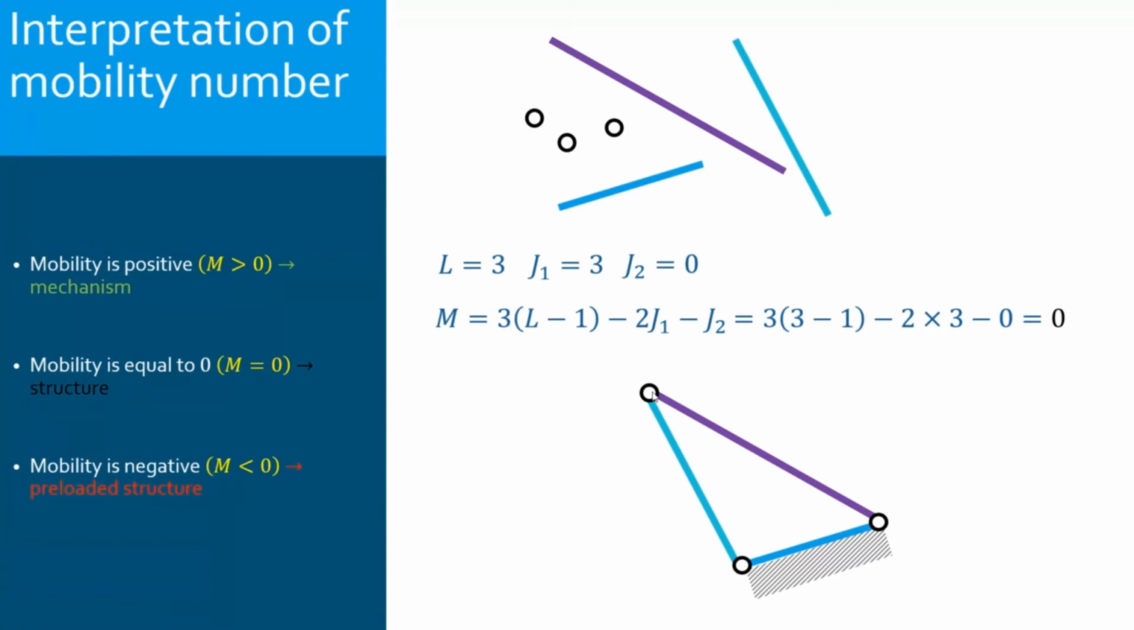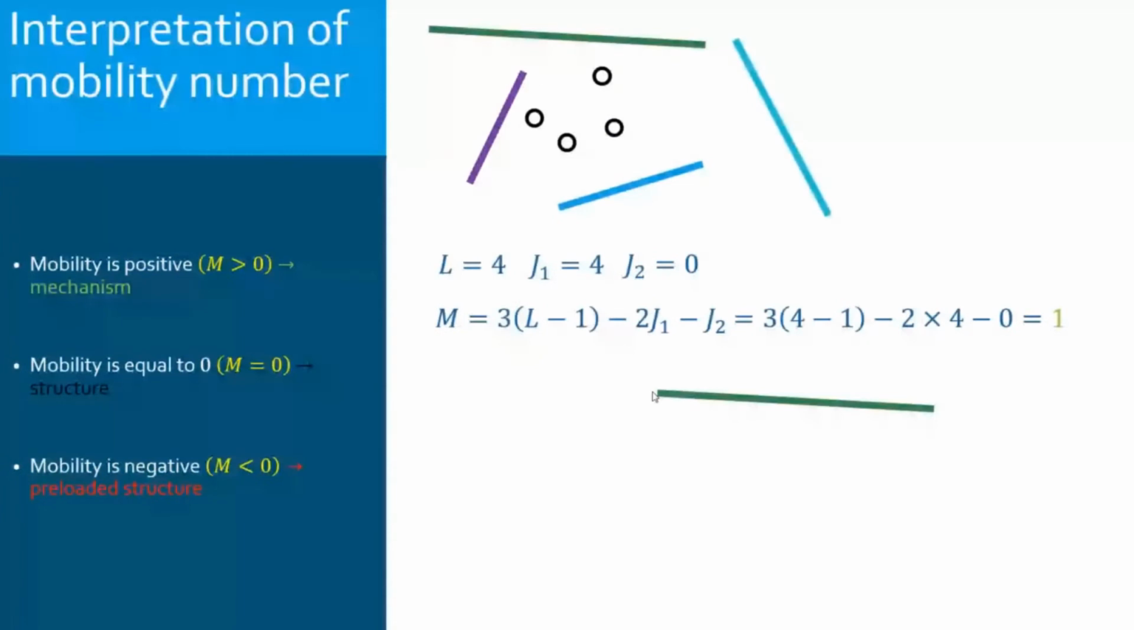Okay, let's increase more. I will add one bar and one pin joint and see what happens. Now I will have 1, 2, 3, 4 bars and 4 pin joints. So I will have L equal 4, J1 equal 4, J2 equal 0.